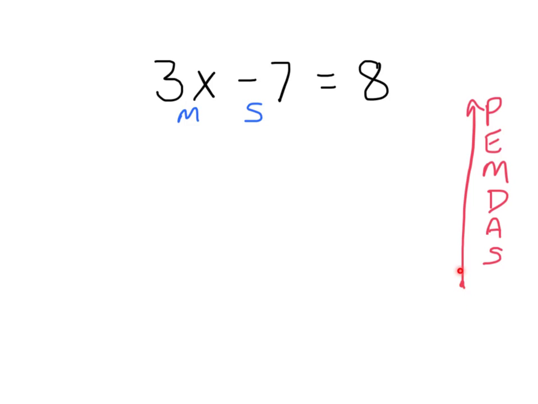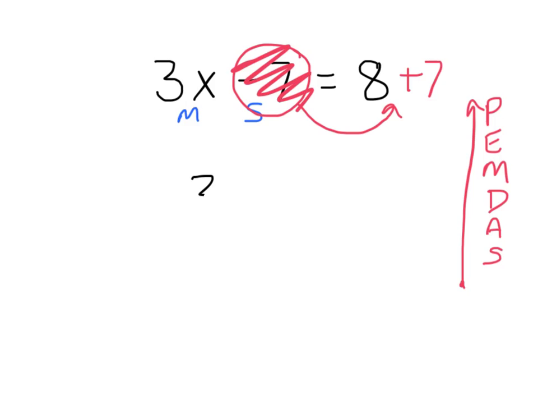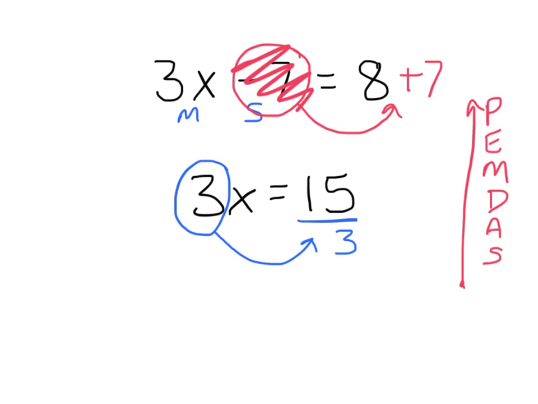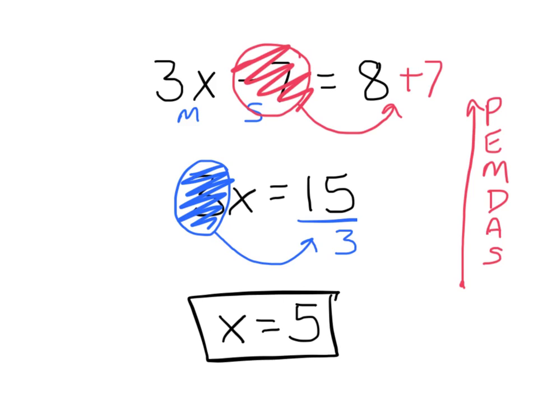When I follow the order of operations in reverse, I see that subtract is the first operation I get rid of. So I'm going to take my subtract 7 and I'm going to change it to its inverse on the other side. That leaves me with 3x equals, and then 8 plus 7. 8 plus 7 is 15. Now I'm going to take multiply by 3 and change it to its inverse, which is divide by 3. I'm left with x on the left side equals 15 divided by 3, which is 5. And that's the answer.